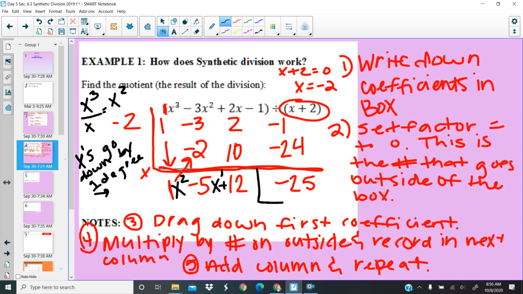And then the last number is going to be called the remainder. So I know that we haven't done anything with remainders in a really long time, probably since like 4th grade when you were learning division. But that -25 that's at the very end, that's going to be called the remainder. So our answer for x cubed minus 3x squared plus 2x minus 1 divided by x plus 2 is going to be x squared minus 5x plus 12 with a remainder of -25.